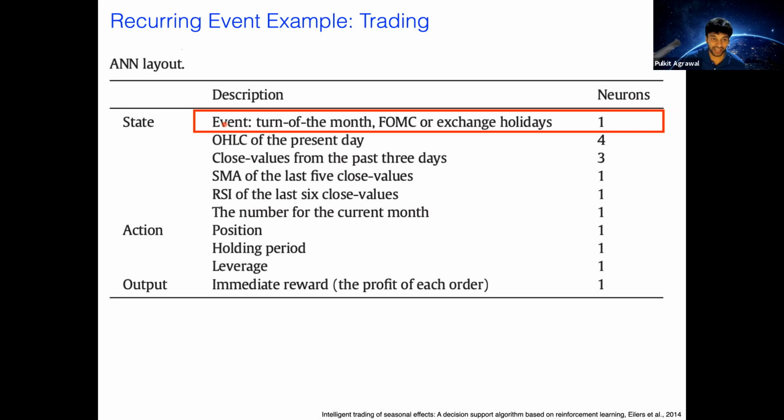But they also indicate, is it the end of the month? Is it a holiday? Is it one of those events? Is it one of those special times that my agent should be aware of? And that is something which I can make part of my state. Now, on the face value, this seems like a good idea, right? So should one augment the state with such indicator variables?